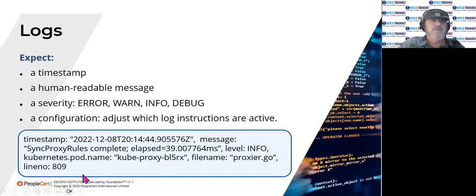The box below here shows an example of such a log. So there's a timestamp, a message, sync proxy rules completed, then maybe an elapsed time for how long it took to complete, some severity indication, in this case it's only information, and finally it's configuration data. In this case it has to do with the Kubernetes pod.